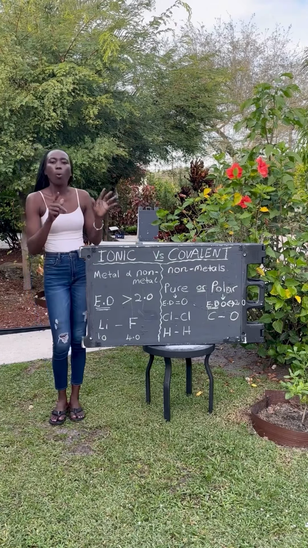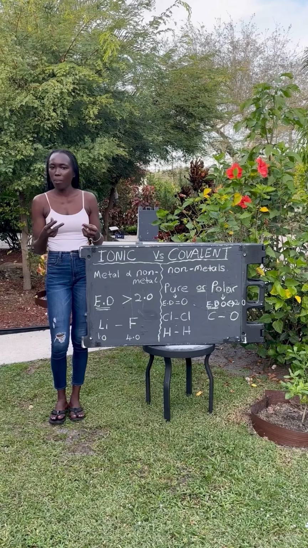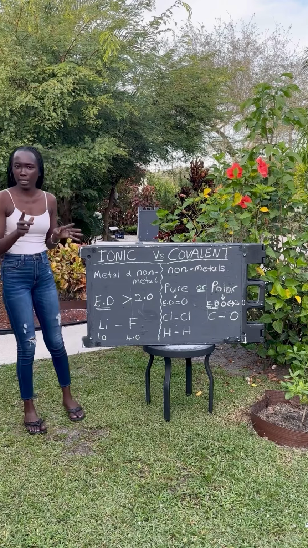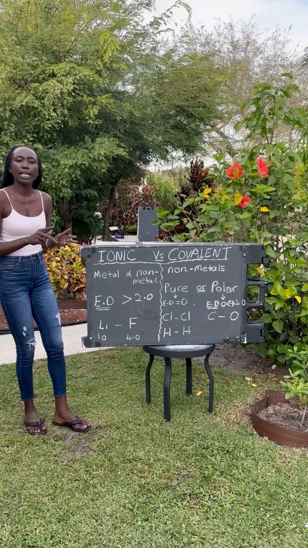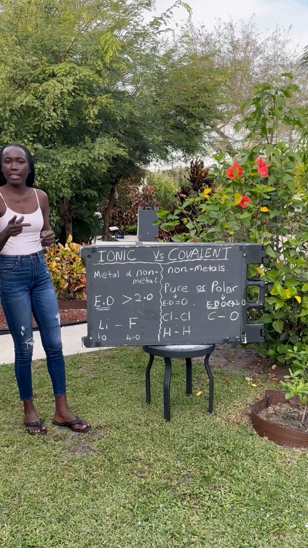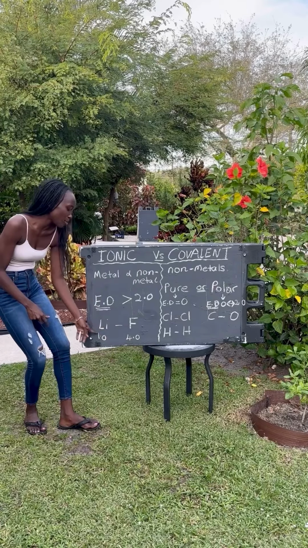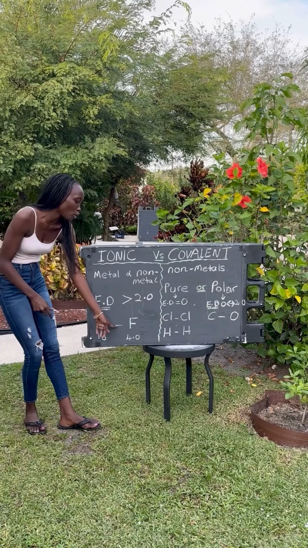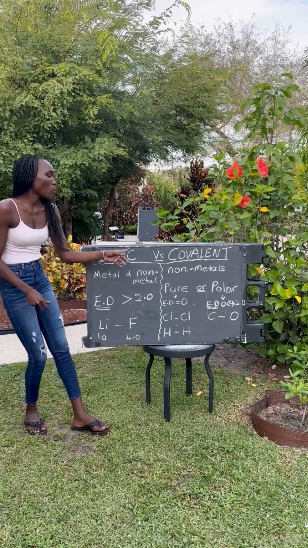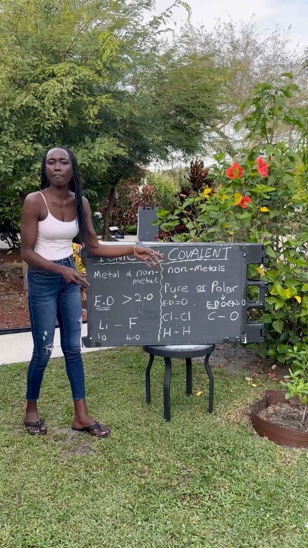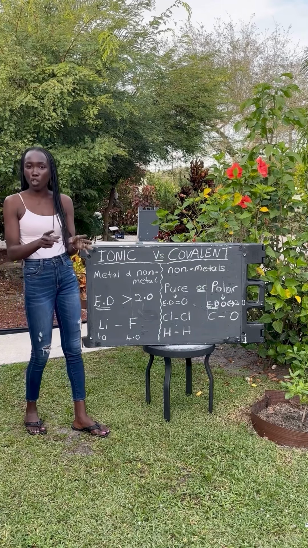So anyways, when you combine the elements in a compound, if the difference in their electronegativity value is 2.0 or greater, then we have an ionic compound. For example, fluorine is 4.0, lithium is 1.0, with a difference of 3.0. Ionic.